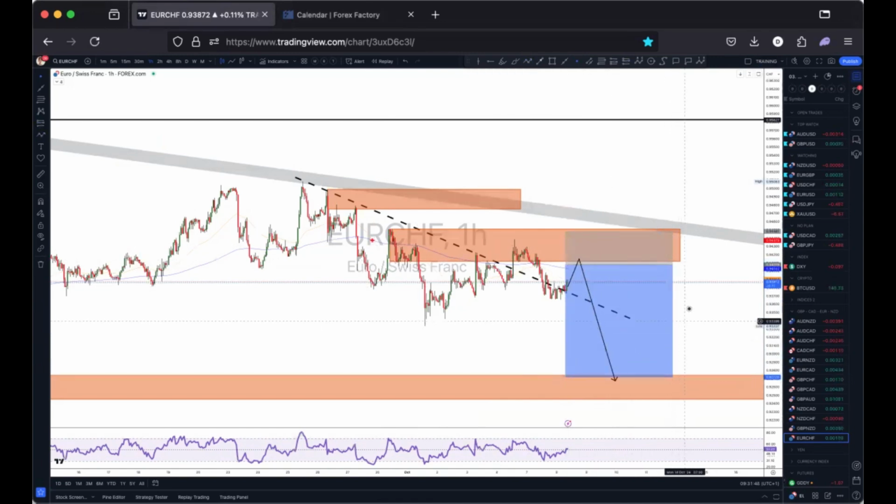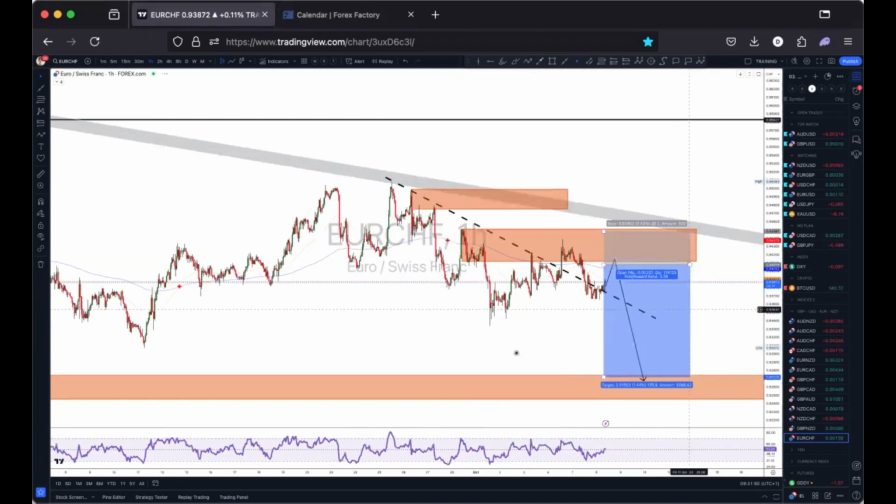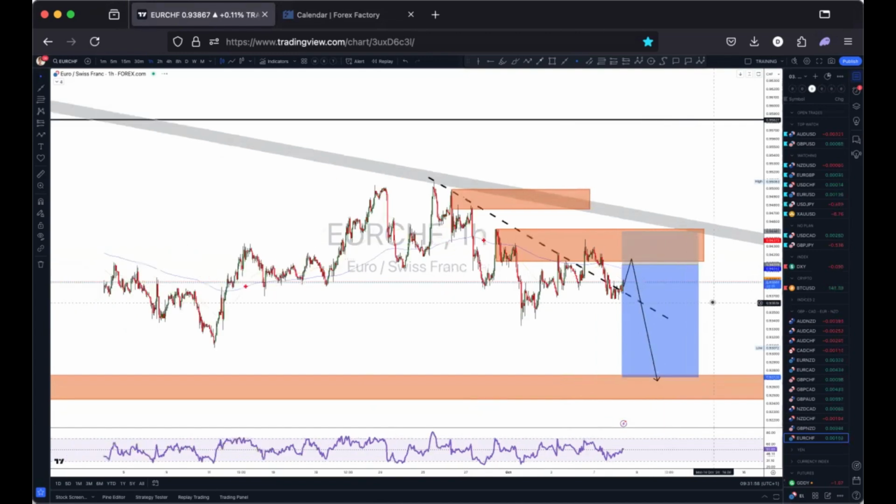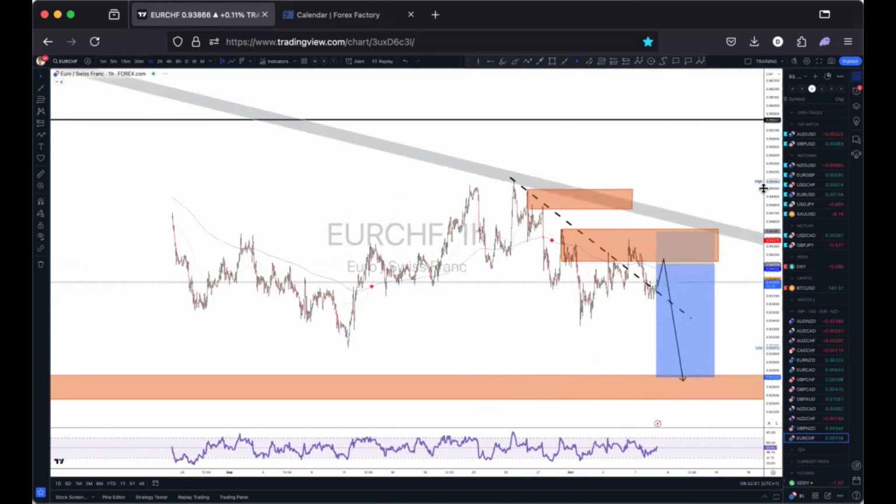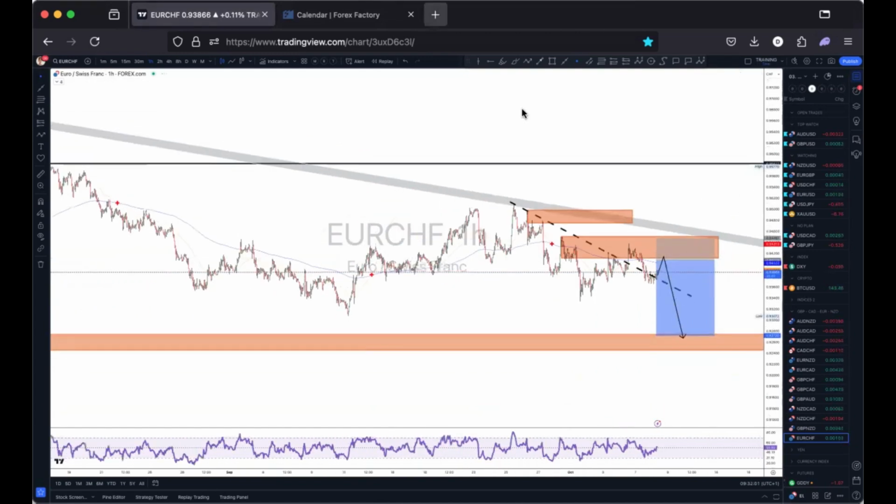Okay, maybe. But I don't really like the structure. It looks like a range. So like I said, I'm not a big fan. And I have enough pairs to analyze also. I'm forcing myself on Euro CHF. But this is going to be my plan. If at all I want to pick this trade, this is definitely going to be my plan.